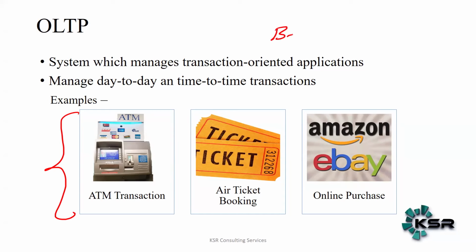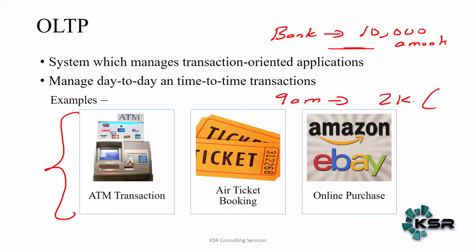In my bank, I have 10,000 amount. Yesterday, at 9 o'clock in the morning, I withdrew some 2K. For withdrawing, you will call it debit or credit? Debit. So at 9 a.m., I debited 2K. Actually, yesterday was Bakrid, a government holiday. So yesterday, banks were on holiday.